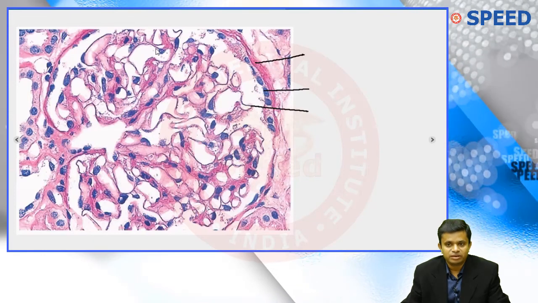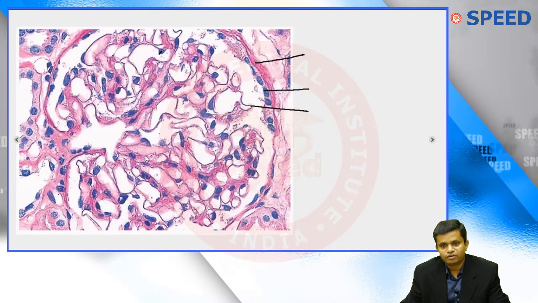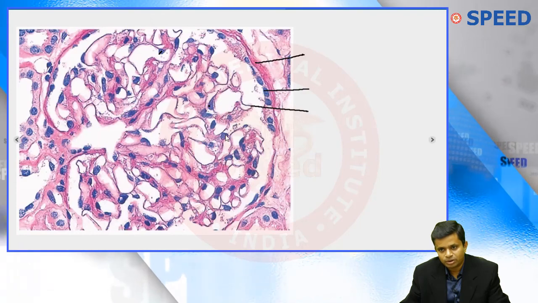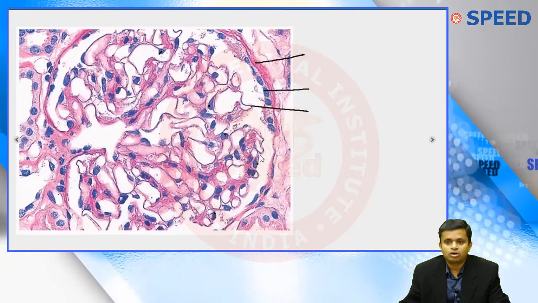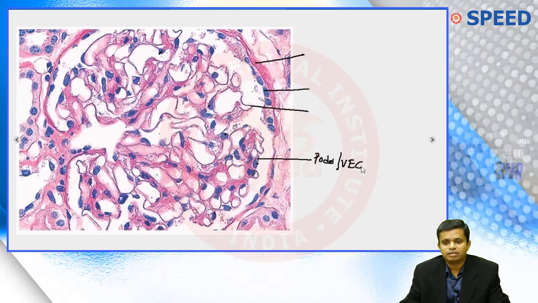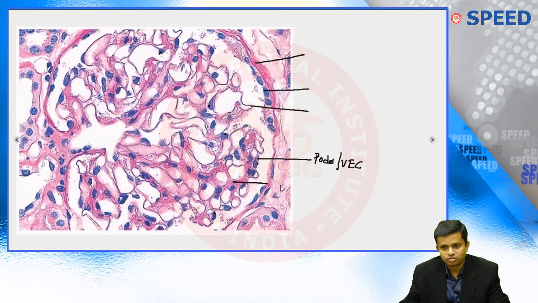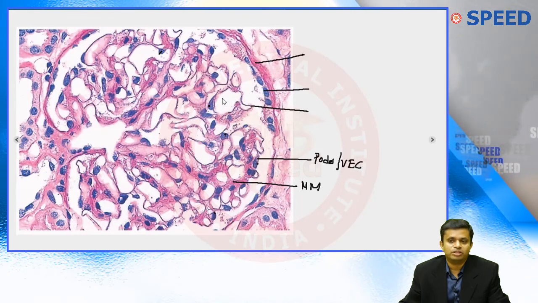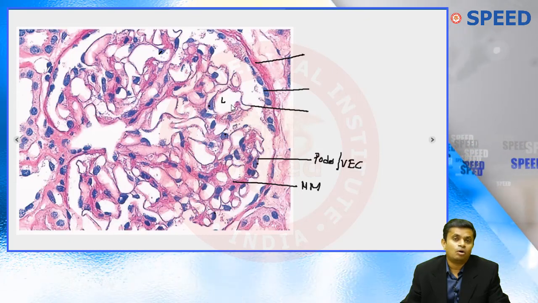There are cells within this capillary wall, called endothelial cells. Outside the capillary wall, can you see the pale looking cells? They are called podocytes or visceral epithelial cells. And can you see some pink material in between the capillary tuft? It's called mesangial matrix. And this is a capillary lumen, the lumen of the capillary. I think we have now narrowed down all these things.